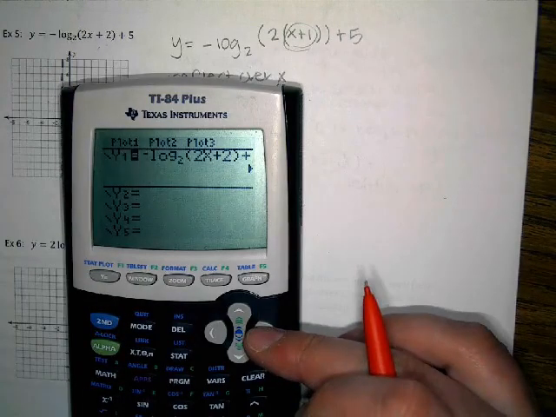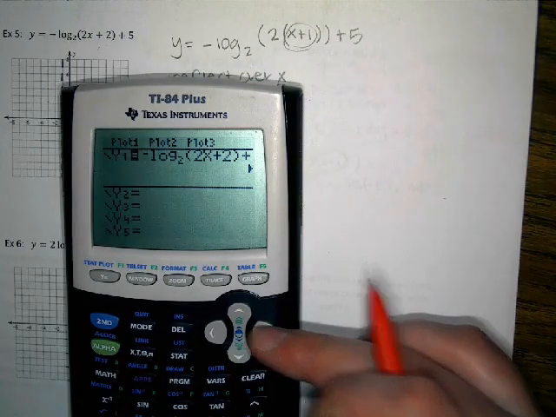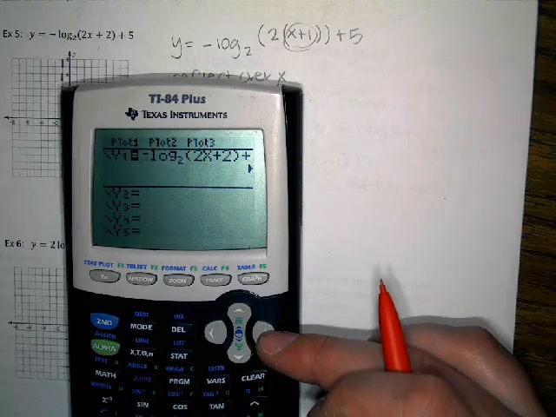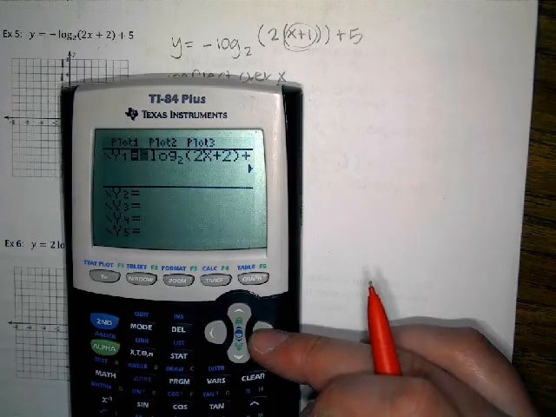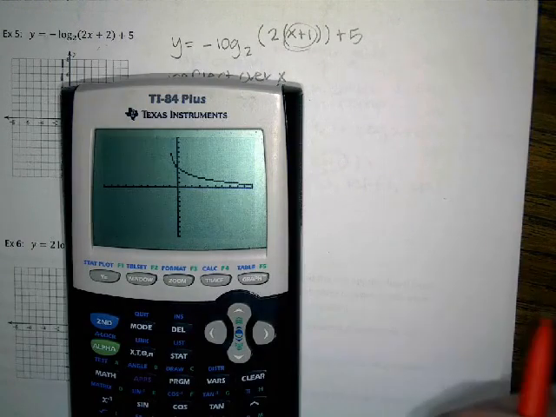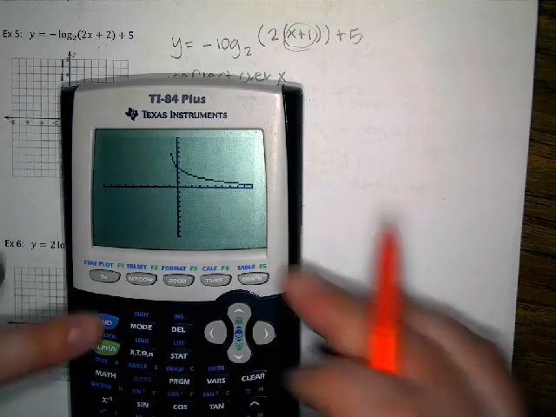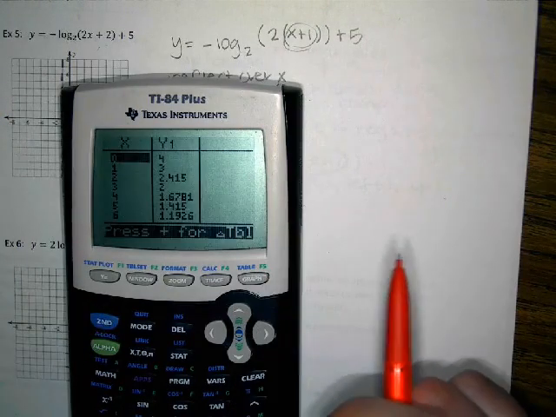Math up, up. All right, and I'm going to look at my table, and in the table I'm going to look for -1 because that's where the asymptote is. And then right past the asymptote is where I'm going to get my points that are easy to graph. So 0, 4, 1, 3.